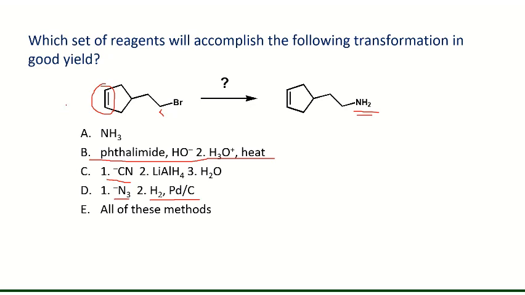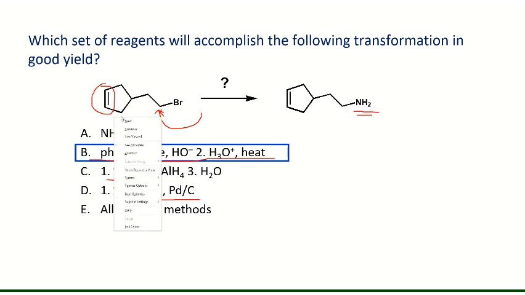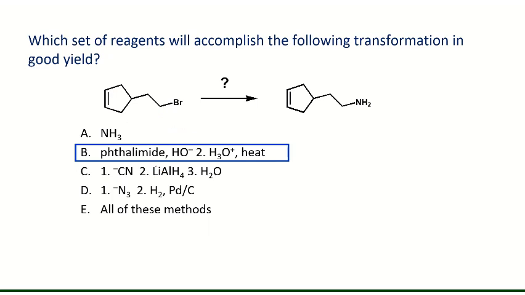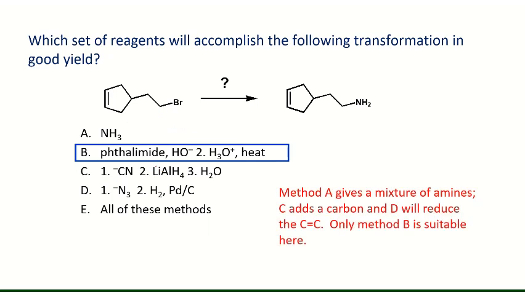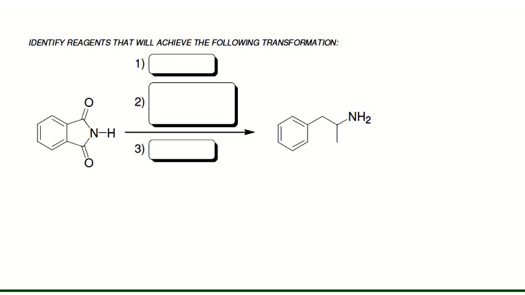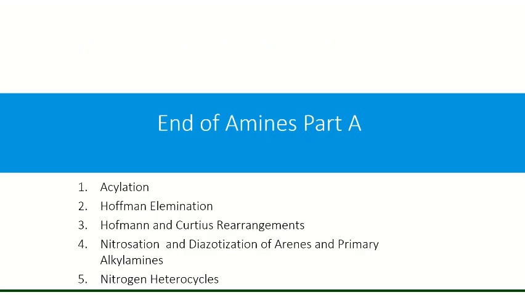And if I use straight up ammonia, what's that going to give us? It's not very good. That's the most efficient way to get to the amine. So that's the end of part A.